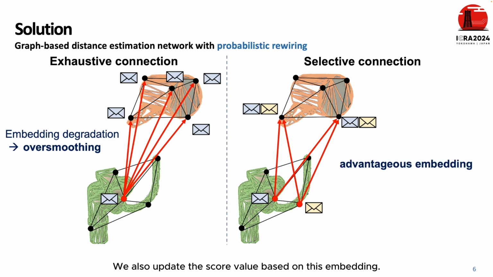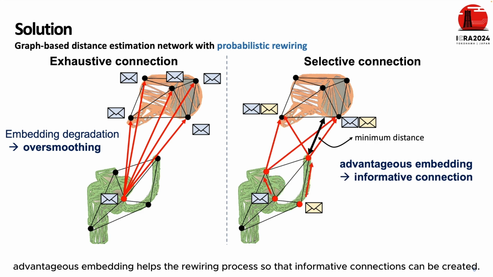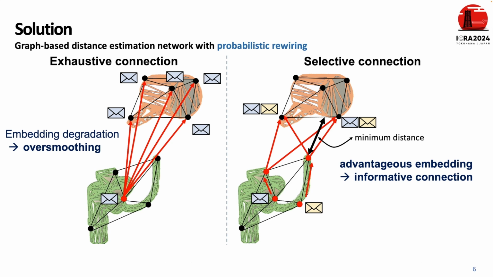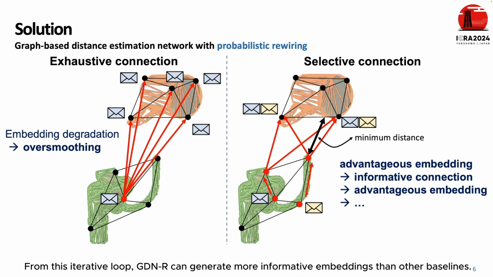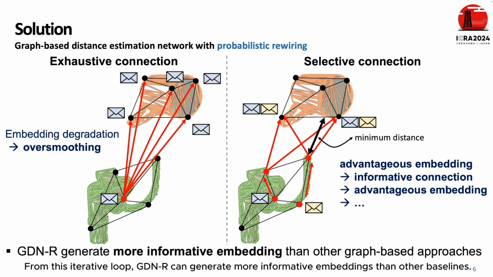We also update the score value based on this embedding. Because the rewiring process is performed with the updated score, advantageous embedding helps the rewiring process so that informative connections can be created. Informative connections can carry local features which are more closely related to the minimum distance. Once again, this informative connection helps selective messages to pass and therefore creates advantageous embedding. From this iterative loop, GDNR can generate more informative embeddings than other baselines.